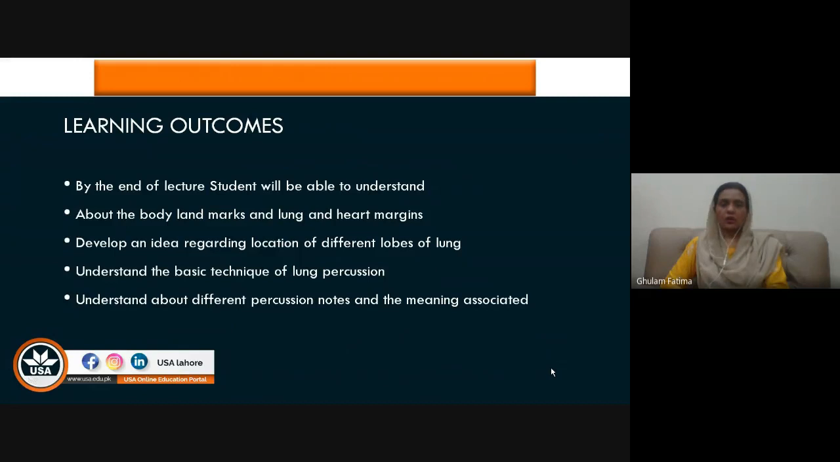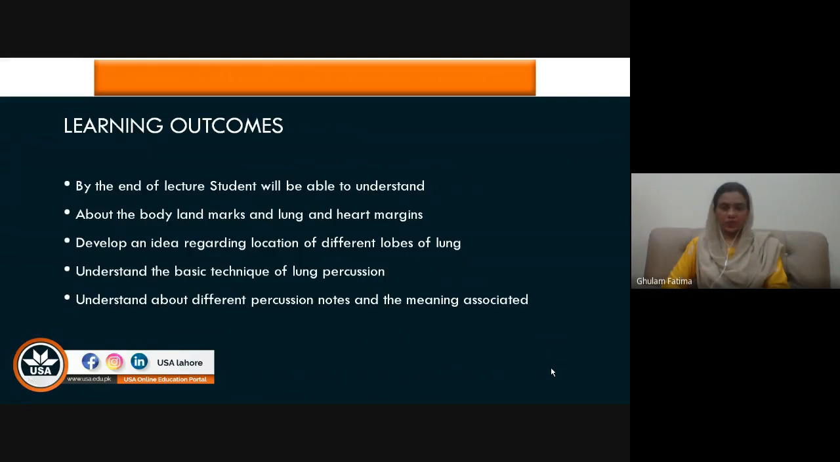and you have to treat the patient according to the lobes which are affected, then you need to perform certain techniques like percussion, vibration and shaking. Then the actual knowledge about the location of the different lung lobes is very crucial for that purpose. After that, you need to understand the basic technique of lung percussion that is used in the examination of the precordium, lung and chest.